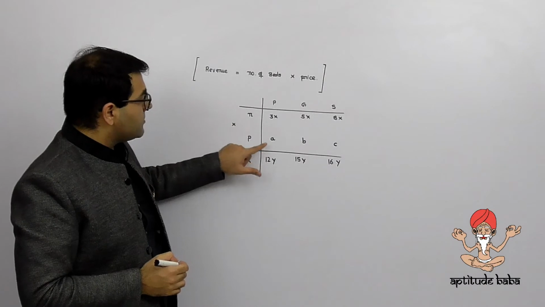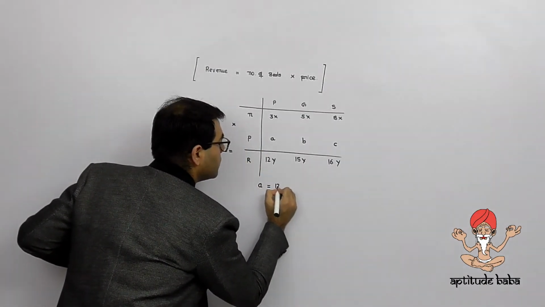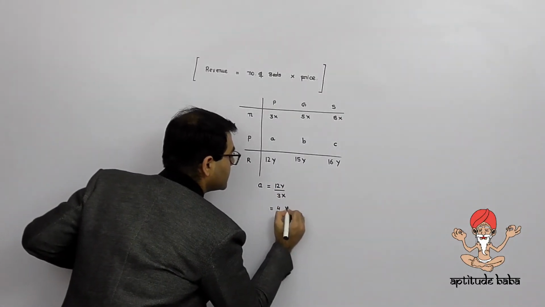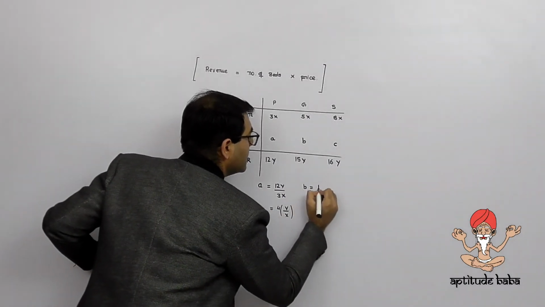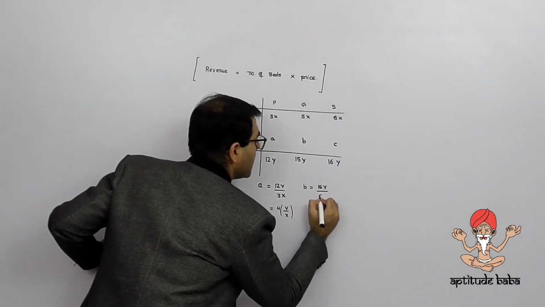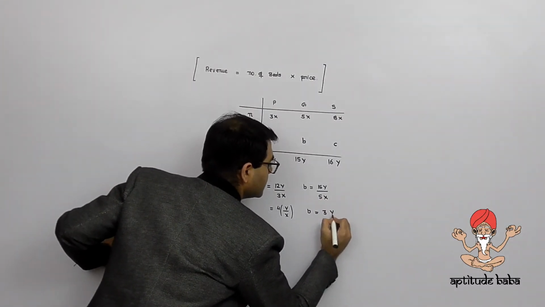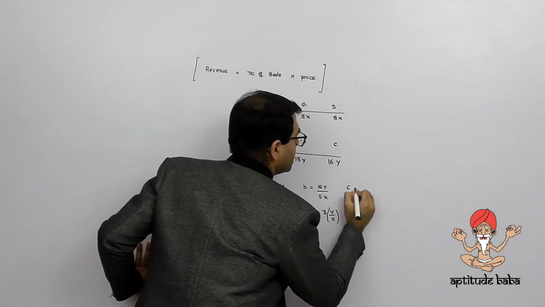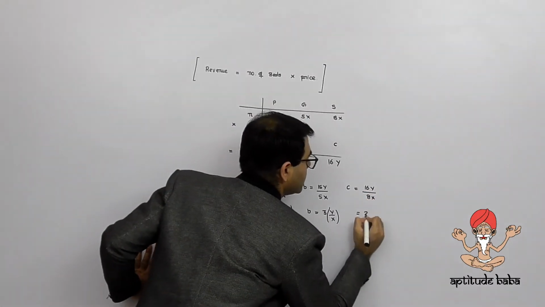So can I say revenue, which is 12y, is 3x into A. If multiplying 3x by A gives me 12y, can I say A will end up becoming 12y divided by 3x, which is nothing but 4y by x. In a similar fashion I can define my B as 15y by 5x, or perhaps the value of B ends up becoming 3y by x. And finally, C will end up becoming 16y by 8x, which is nothing but 2y by x.